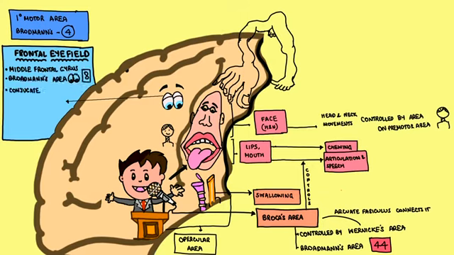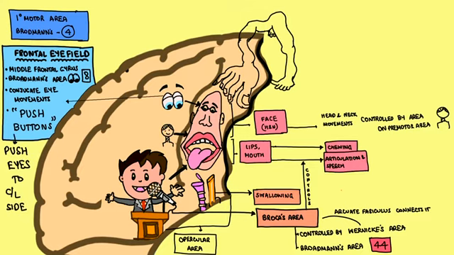Brodmann's area is 8, you can remember it easily. Then you can remember it as a push button. Whenever it is stimulated, it pushes the eyes towards the opposite side. Both eyes will look towards the opposite side when it is stimulated.